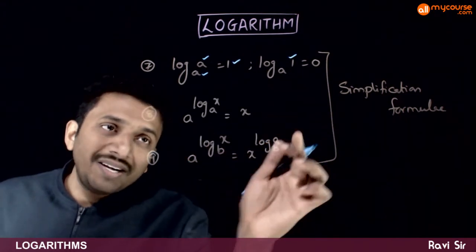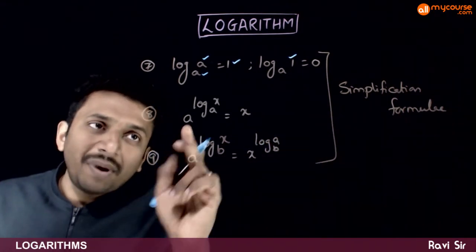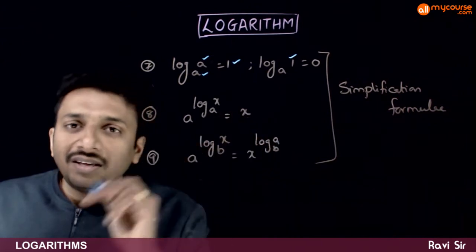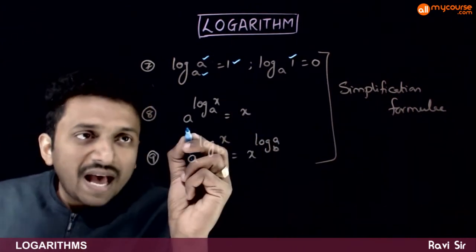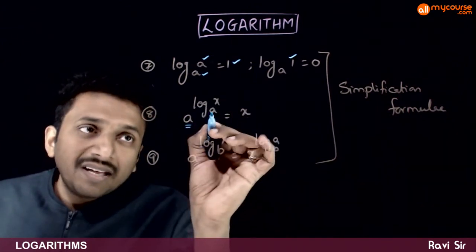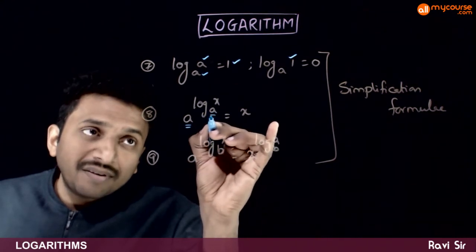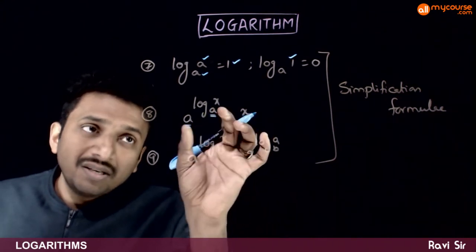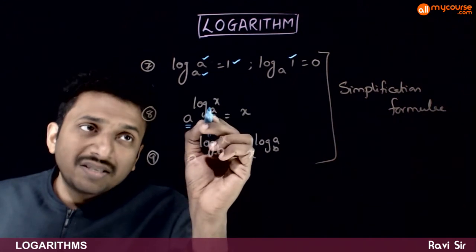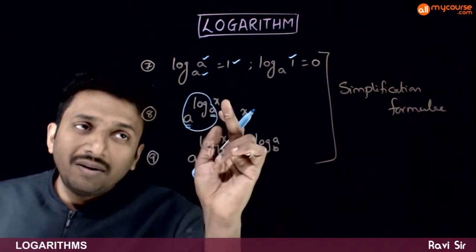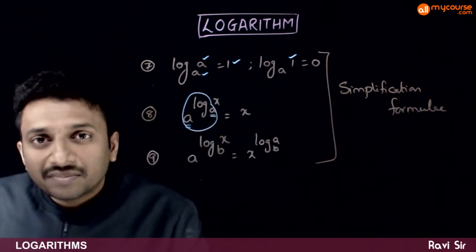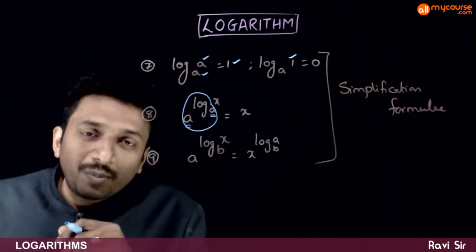Next, these two are interesting formulas. A power log x to the base A is equal to x. If you have A in the base and also A in the power, these two will get cancelled out and you get x as the answer. So this is a very interesting property.